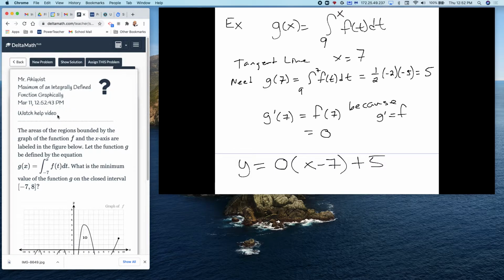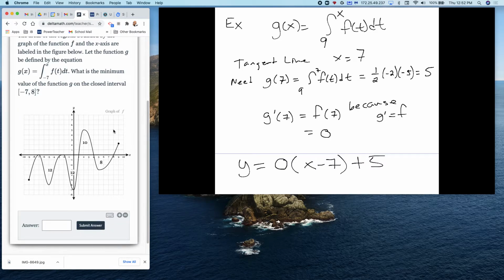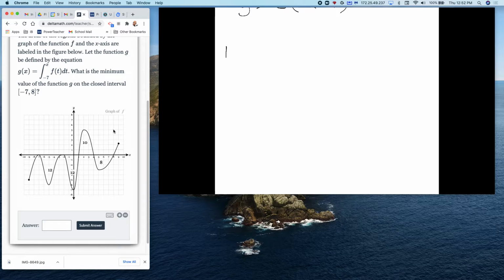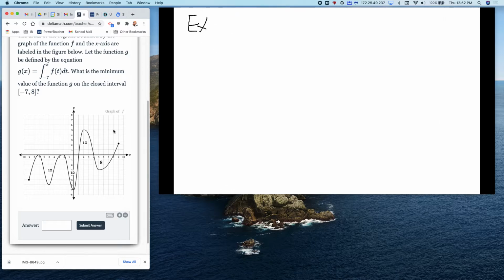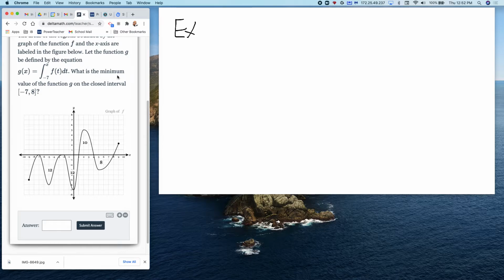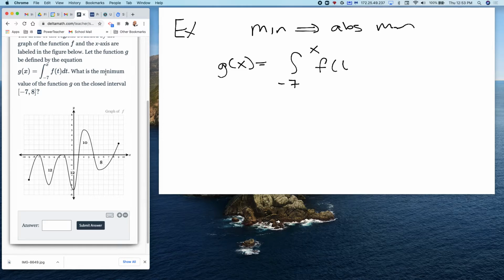All right. Now, let's look at this one. This is a little bit tougher. Notice this one is asking for an absolute minimum because it says what is the minimum. Without the word relative, you know that that's the absolute minimum. We have g of x is equal to the integral from -7 to x of f of t dt. And our interval that we're working with is from -7 to 8.